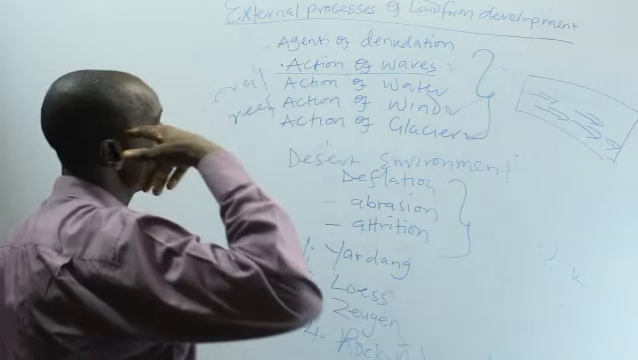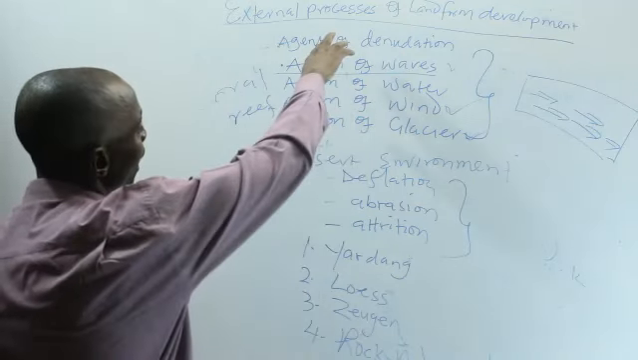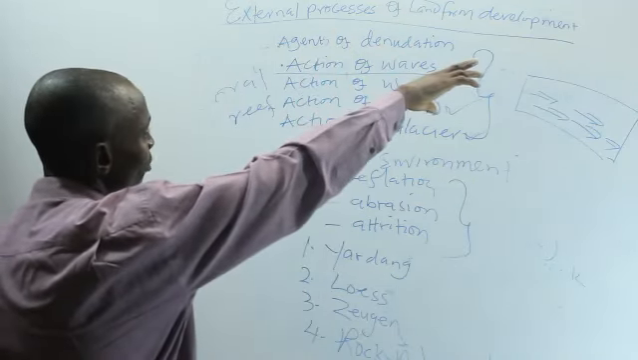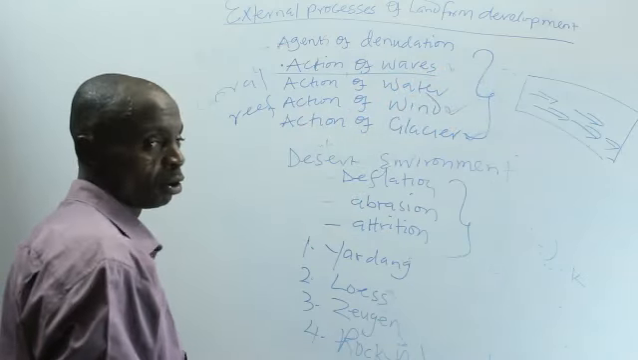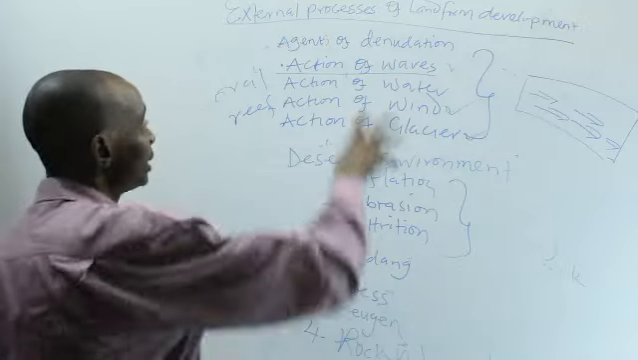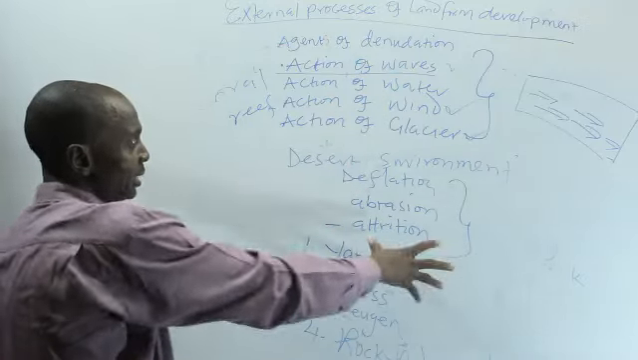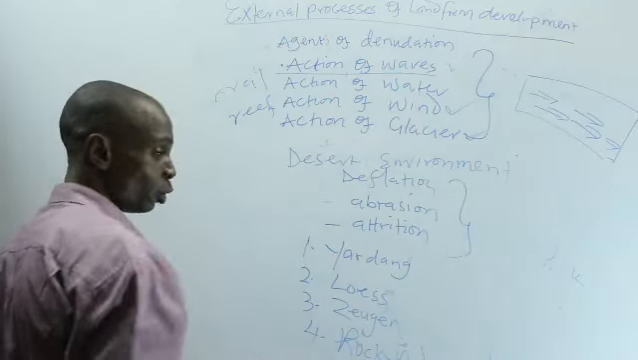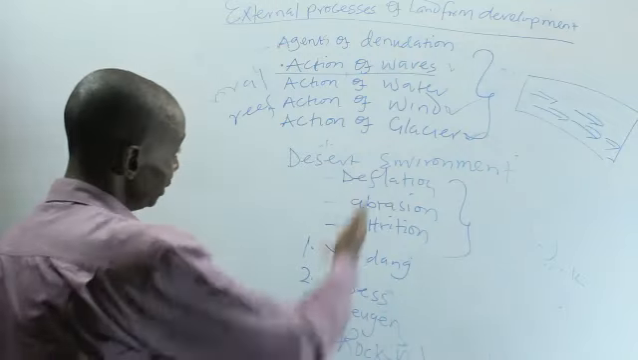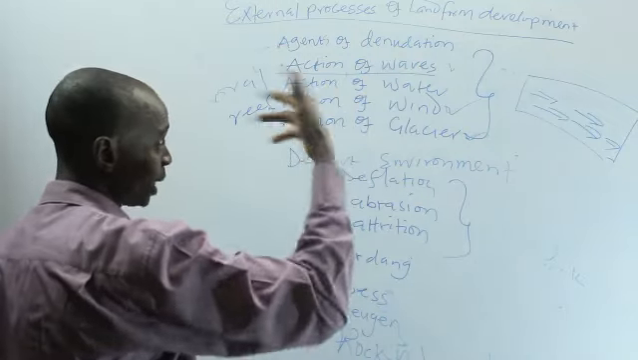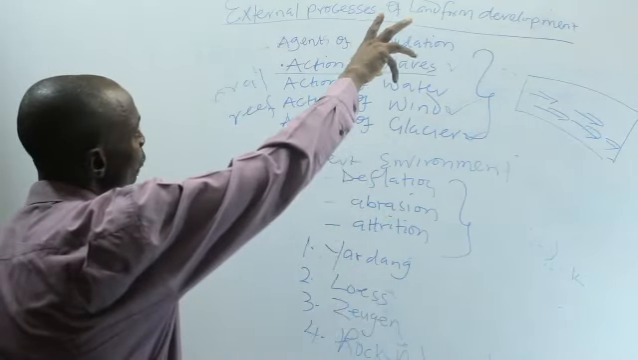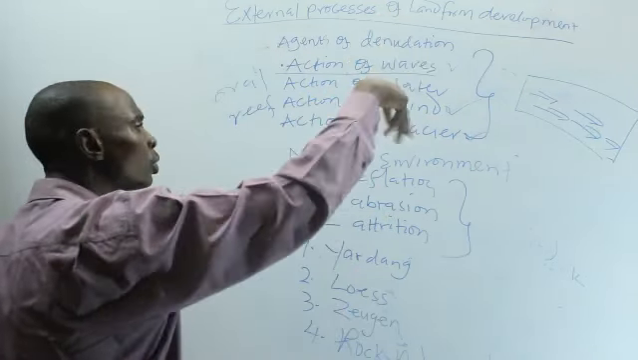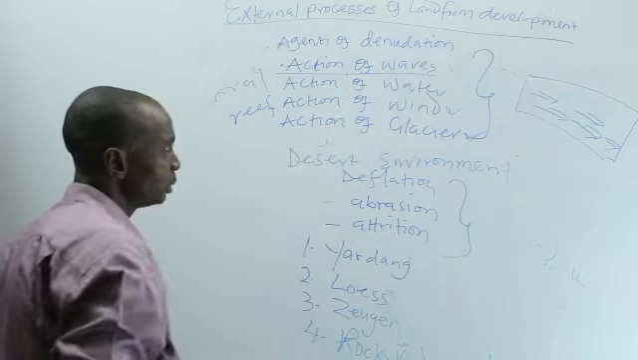When we get to SS3, instead of looking at external processes of landform development, we are going to look at internal processes of landform development. Instead of looking at these external features, we'll look at what happened within. This is what happened outside, what we can see if we have the opportunity to see. But when we get to SS3, we are going to look at what happened inside.